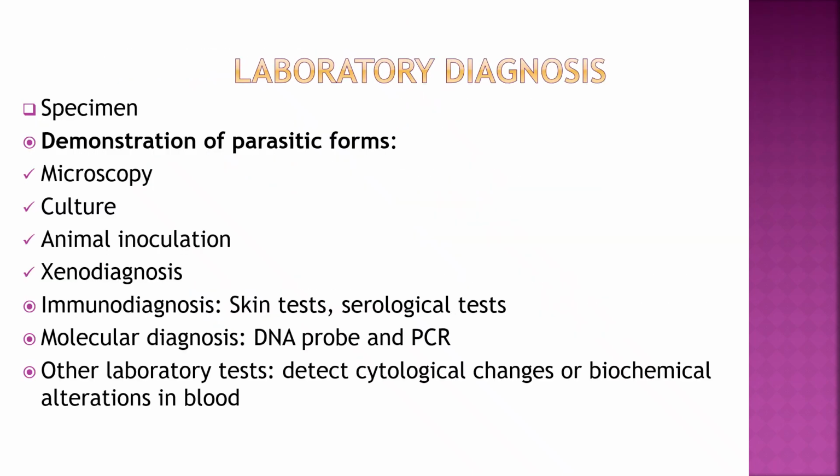Lab diagnosis. First, the specimen can be stool or rectal swab, then demonstration of parasitic forms by microscopy, culture, animal inoculation, xenodiagnosis, immunodiagnosis, that is skin test, serological test, molecular diagnosis, DNA, PCR, and other laboratory tests to detect cytological or biochemical alterations in blood like CBC, IgE.